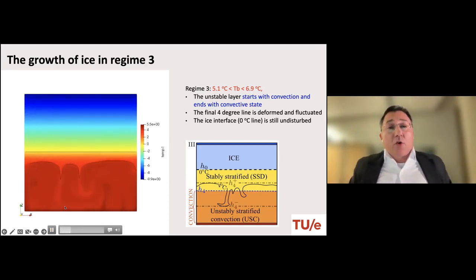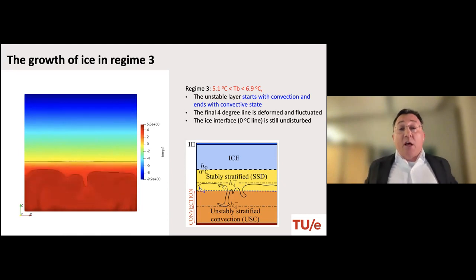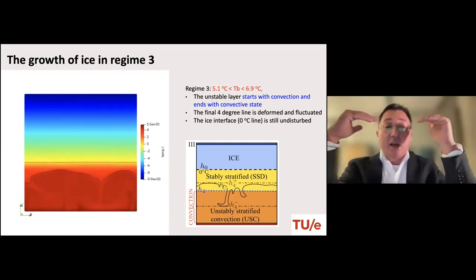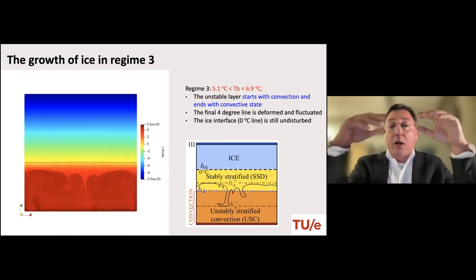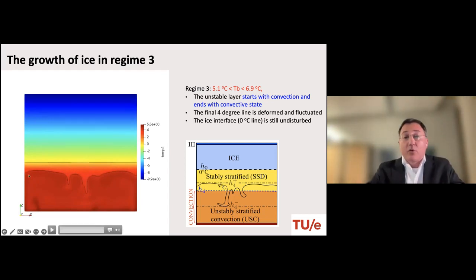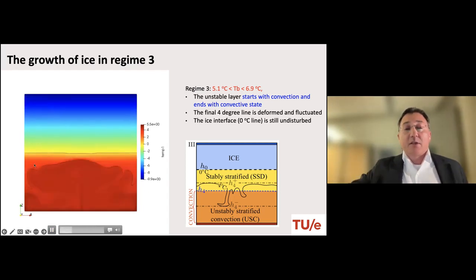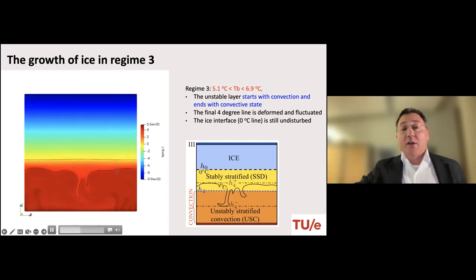Now this is what we call regime 3, between 5.1 and 6.9 degrees. You see that now you reach a statistically stationary state where the water keeps remaining in a turbulent flow. This solid line here is the ice interface, so it is the isotherm at 0 degrees Celsius, and this other one, which is continuously moving, even in the late stage, is the 4 degrees isotherm.